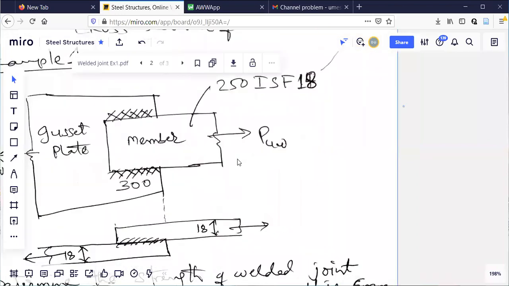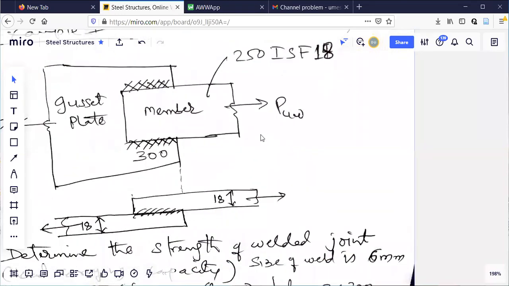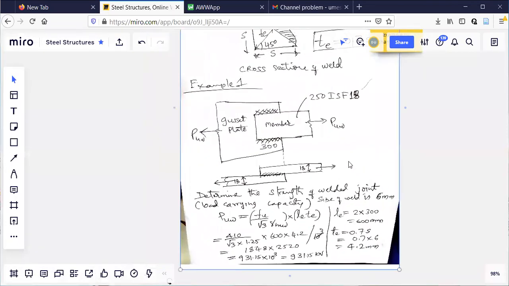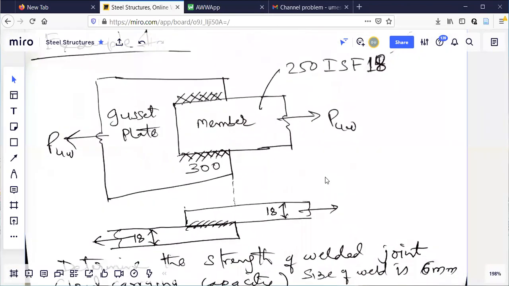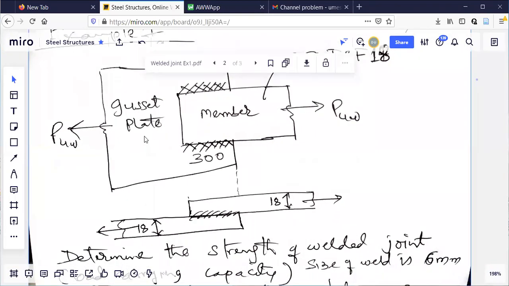So let us take one simple example here. How to solve this? What is my job in this? They have given two plates. One is the gusset plate. One more is the member which is connected to the gusset plate. They have given 300 mm as the length of the weld. This is the overlapping distance. The member overlaps the gusset plate by 300 mm. So what is the length of the weld now? 300 here, 300 here. It is simply 600.